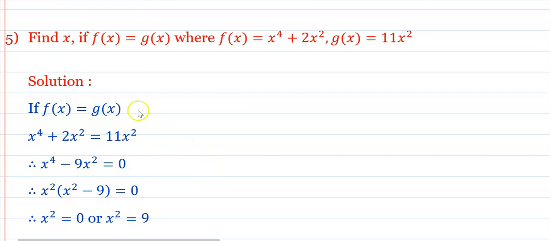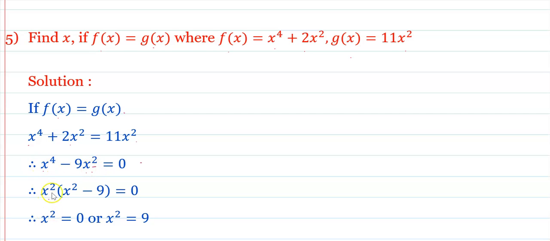Now question number 5. Find x if f of x is equal to g of x. But what is the value of f of x? f of x is equal to x raised to 4 plus 2x square and g of x is equal to 11x square. f of x is equal to g of x: x raised to 4 plus 2x square is equal to 11x square. Again the simplification. This 11x square we will bring to the left hand side. 2x square minus 11x square, then you will get minus 9x square. Therefore x raised to 4 minus 9x square is equal to 0.